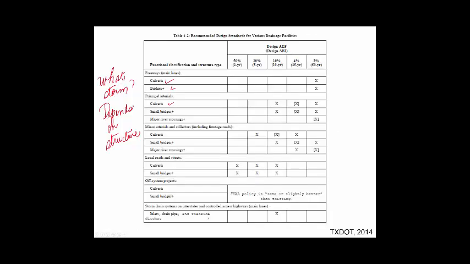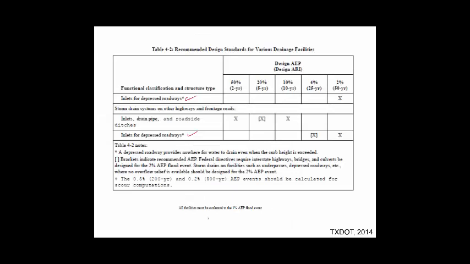So let's go one by one. What design storm are you going to use? Well, it depends on the hydraulic structure. If it's a 50-year storm for culverts and bridges, these are hydraulic structures. This is according to TxDOT.